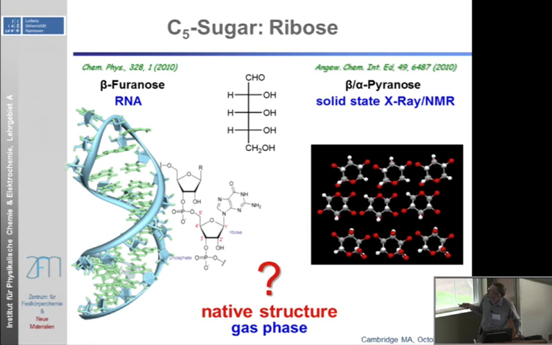I'll tell the story a little bit later how this developed. Ribose looks like this, a C5 sugar, and of course it's in the RNA. Whether that has anything to do with life, if you find it in space, I don't know, but maybe not. But it's an interesting molecule. The question is, what is the structure, and can we resolve the spectrum? Can we assign it?